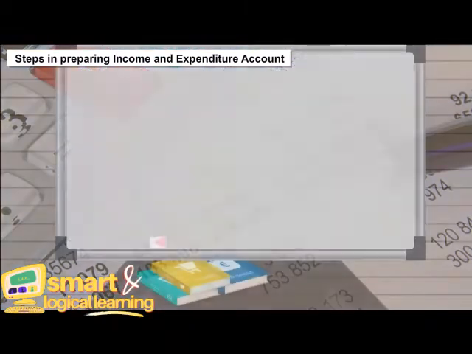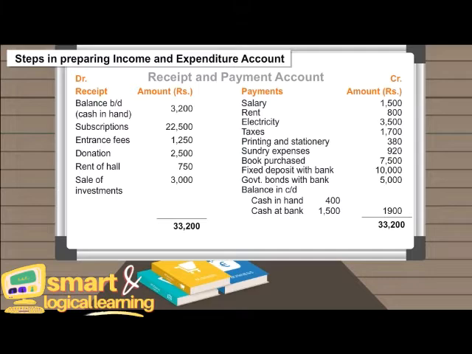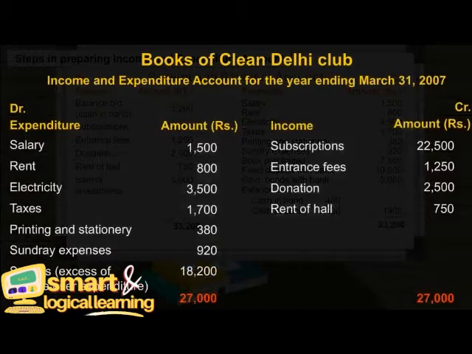Let us take an example. From the receipt and payment account given below, prepare the income and expenditure account of Clean Delhi Club for the year ended March 31st, 2007.